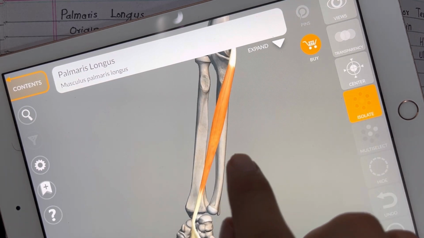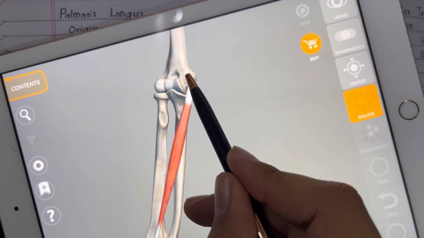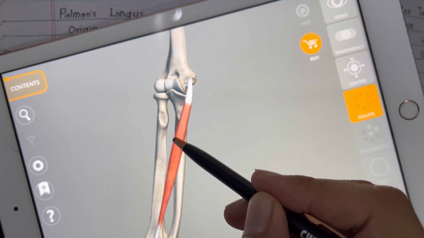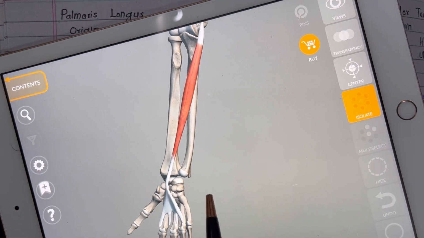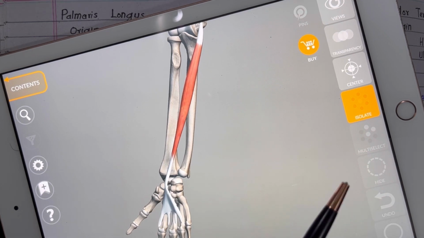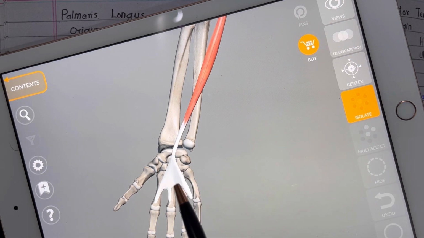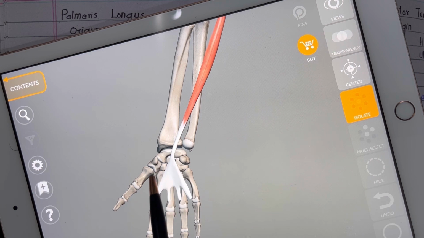Students, the palmaris longus muscle originates from the medial epicondyle of the humerus bone. This is the medial epicondyle of the humerus bone. This muscle originates and runs inferiorly and laterally and passes under the flexor retinaculum. This is the flexor retinaculum, which is not shown in the diagram. And this muscle inserts on the palmar aponeurosis. This region is the palmar aponeurosis.